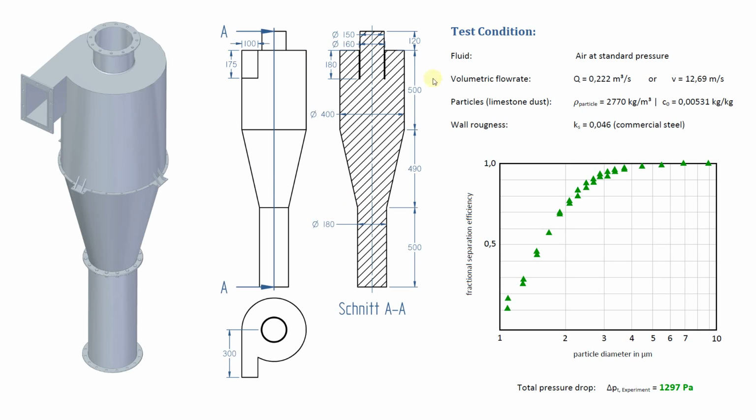Here you can see the geometry of the cyclone I've chosen for this tutorial, test conditions during the experiment, as well as the two key performance indicators for cyclones, the fractional separation efficiency and the total pressure drop.